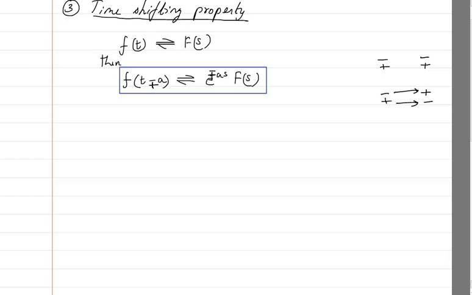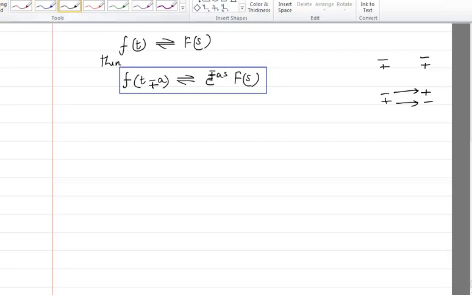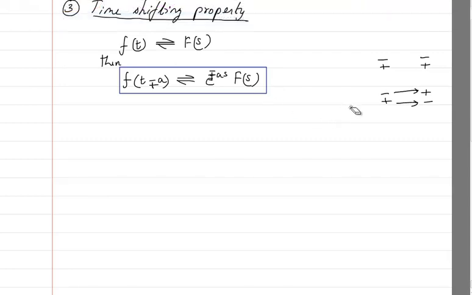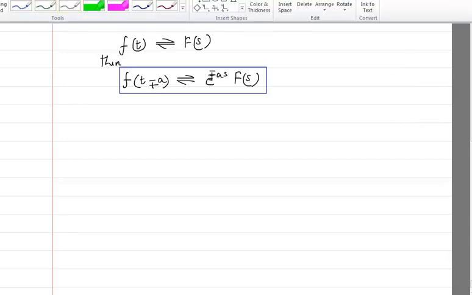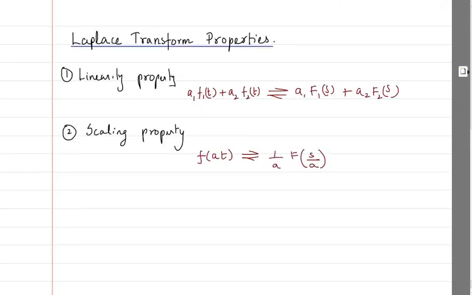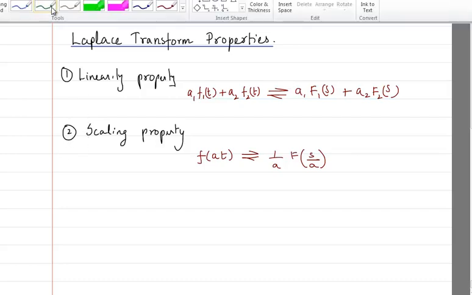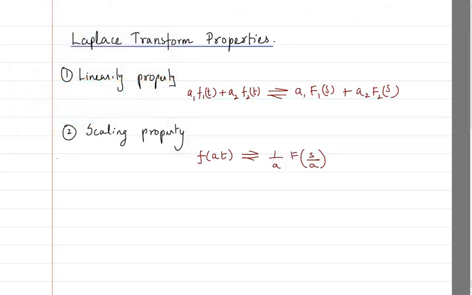So first I have to write this particular property in the page which I am having. Let me first rub this, and then let us go to this one. Yeah, property. Okay, so I will write the third property is the time shifting property.